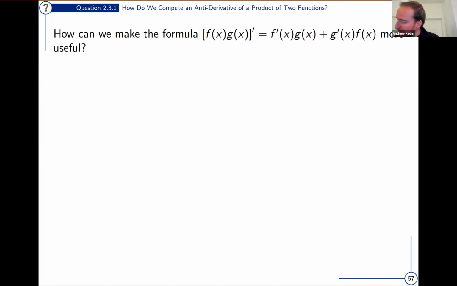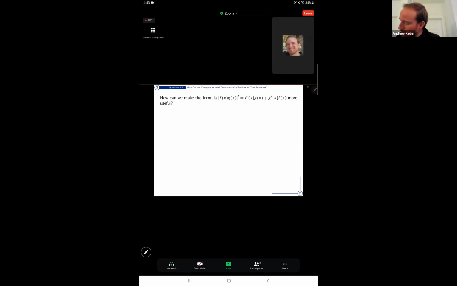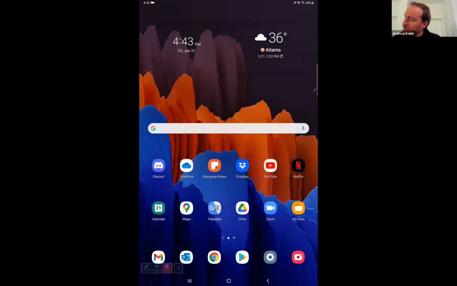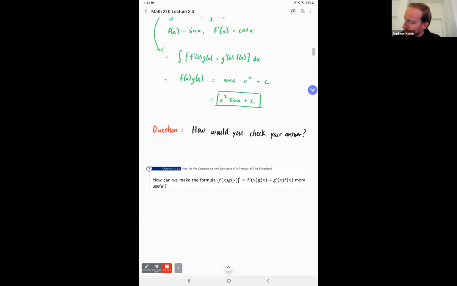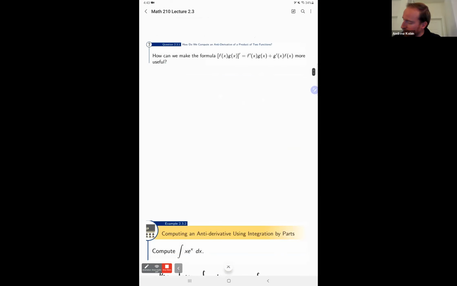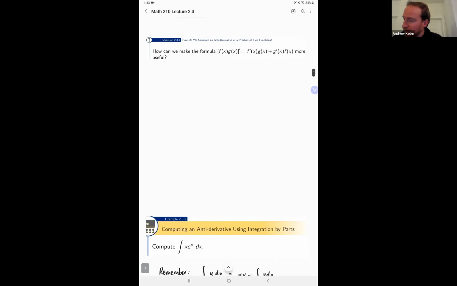So actually, let me go right back to the tablet, and let's sketch some thoughts out about this. You'll see an example below. I'm going to try to cover up the formula.